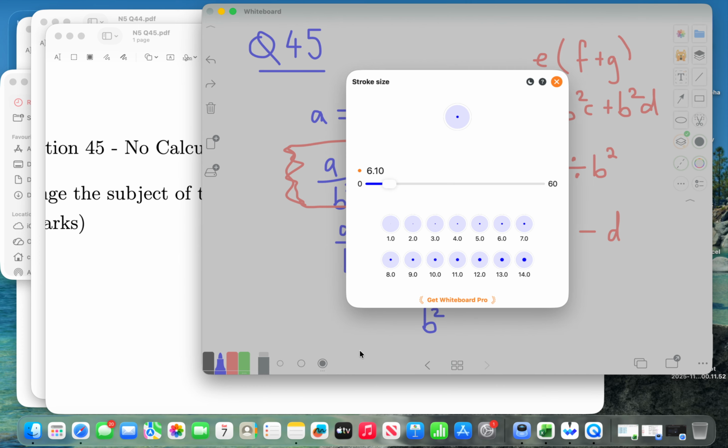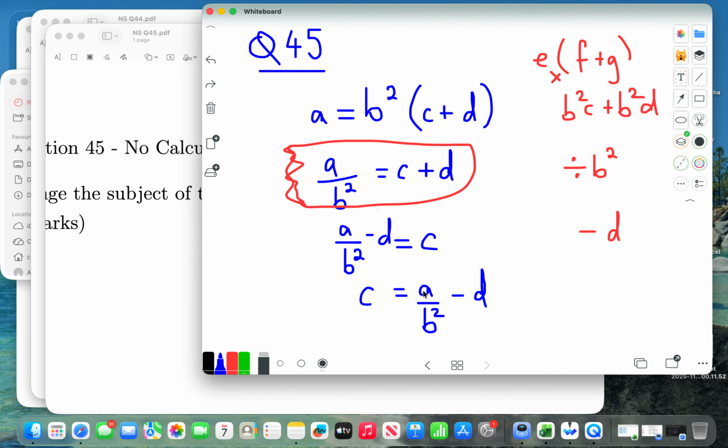Now check. Is C on its own on the left hand side? Yes. Does C appear on the right hand side? No.